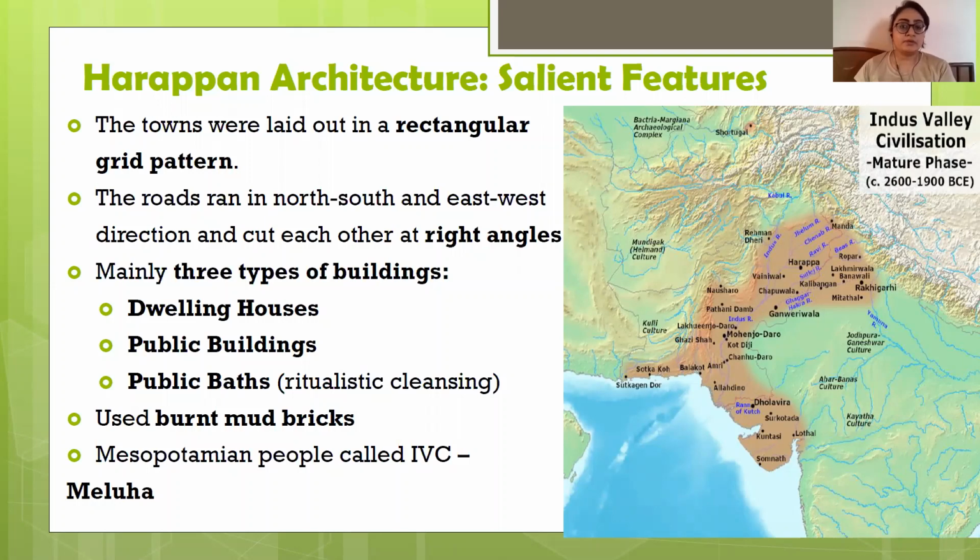And then Mesopotamian people called the Indus Valley culture Meluha. IVC is the Indus Valley civilization. The Mesopotamian people, who were contemporaries of the Indus Valley civilization, used to call its people the Meluhans, and the civilization Meluha. So if in the examination you are asked what Meluha is, be clear that Meluha is equal to the Indus Valley civilization.